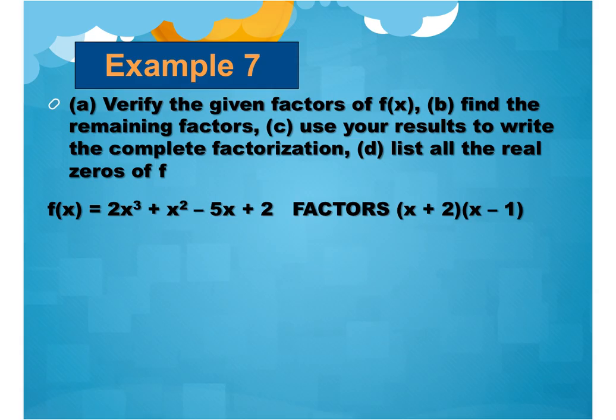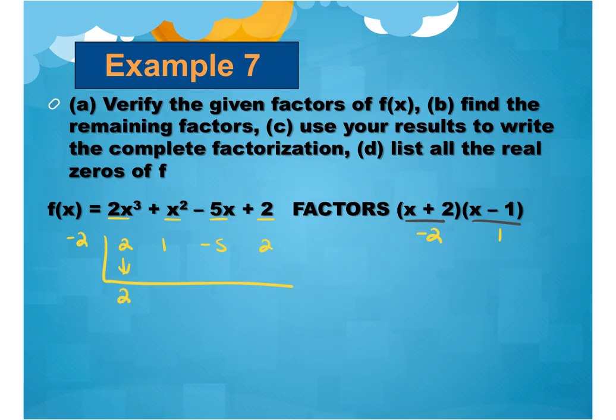All right, example 7. Verify the given factors, find the remaining factors, and then use your result to write the complete factorization and list all the zeros. This time you're given 2 factors. So my zeros are negative 2 and positive 1. I'm going to use the first one, put negative 2 on the outside, list all my coefficients. I'm not missing anything and it's in order. So 2, 1, negative 5, 2.